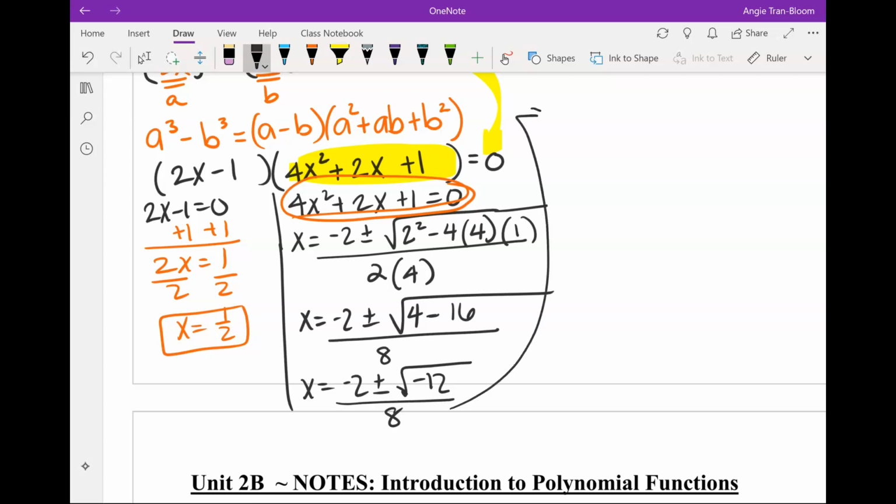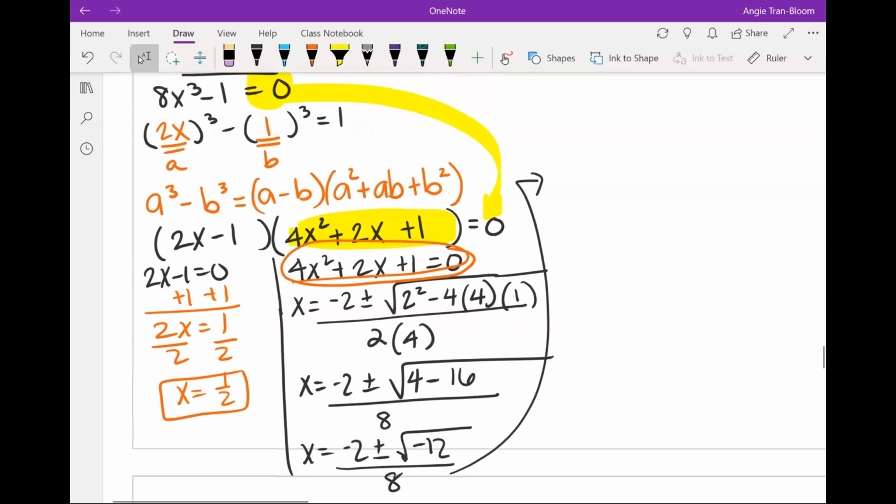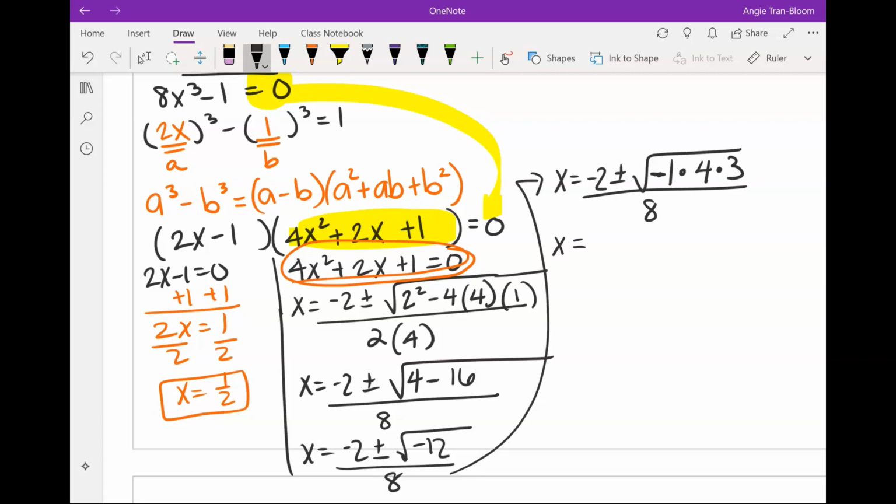All right. Move it up here because I'm out of space. So we have x equals -2 plus or minus. We have a -12. Break it up. It's -1 times 12. But in that 12, is there a perfect square number? 4. You're right. So this is a -1 times 4 times 3, all over 8. Okay. What is the square root of -1? i. So take out your i. What is the square root of 4? 2. Can I do anything with square root of 3? No. So leave it. All over 8.